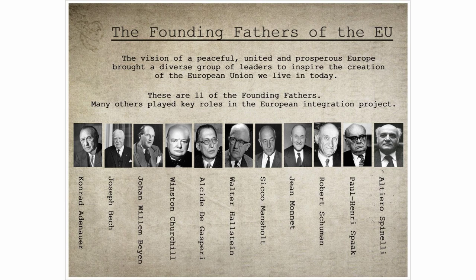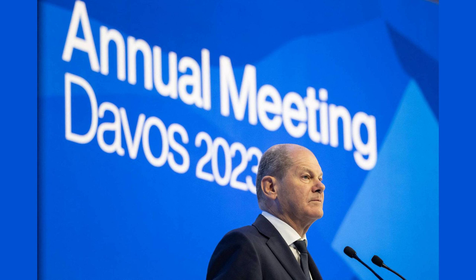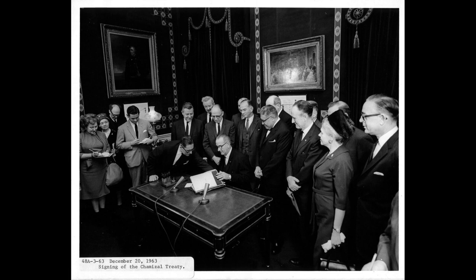The origins of the European Union can be traced back to the aftermath of World War I. The devastation caused by the war led to a desire for greater cooperation and integration among European nations. In 1951, six countries, Belgium, France, Germany, Italy, Luxembourg, and the Netherlands, signed the Treaty of Paris, which established the European Coal and Steel Community.